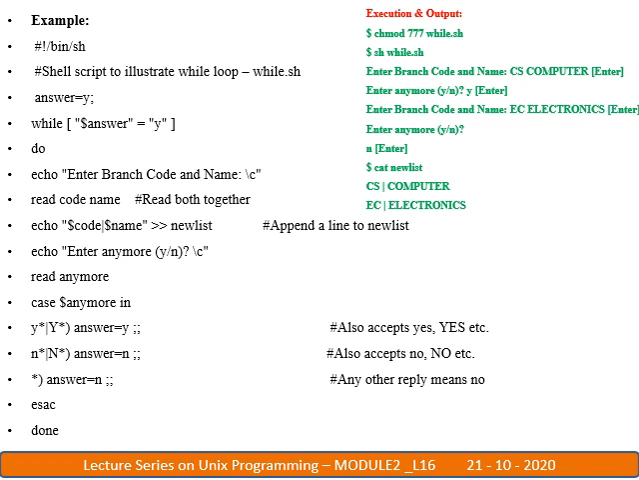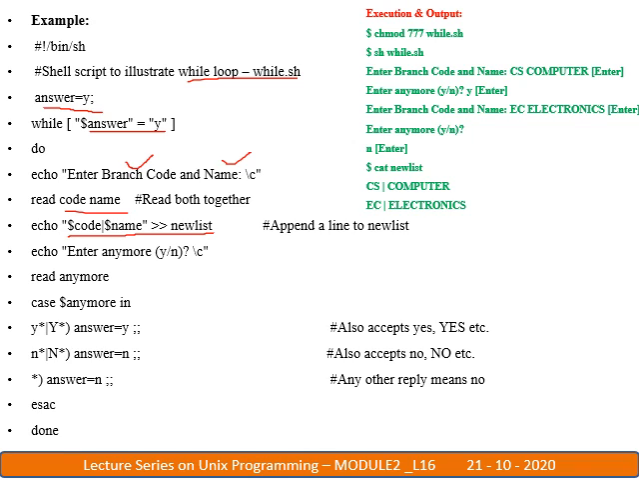Now let us move to an example with a while loop. Here, illustrating the while loop, the name we have taken is while.sh. Initially, we have assigned the character y to a variable, while answer is equal to y. If the answer we are reading is y, then what do we have to do? We have to enter a branch code and a name. We are reading both, branch code and name. Then we print them, and they are appended to a file. This is a redirection operator appending to the new file, new list.